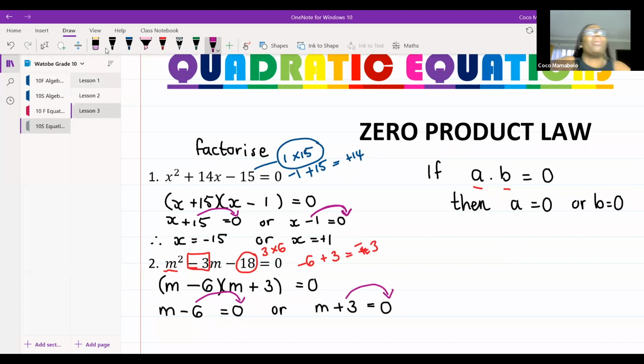Thank you, Jerison, for remembering my therefore. Oh, thank you, Bikuto. I love it. Therefore, m is equal to -6 becomes +6, or m is equal to +3 becomes -3.